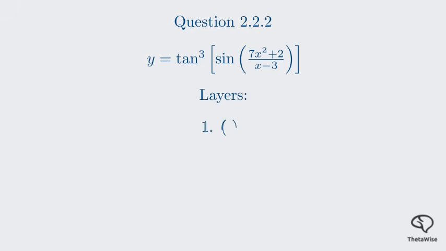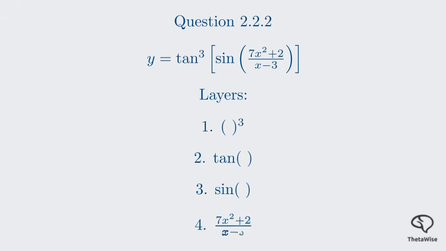The outermost function is something cubed. Inside that, we have the tangent function. Inside that, we have the sine function. And finally, inside the sine function, we have the rational function (7x squared plus 2) over (x minus 3). We will apply the chain rule layer by layer, starting from the outside and working our way in.